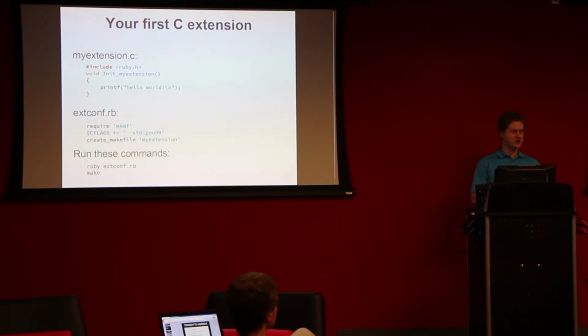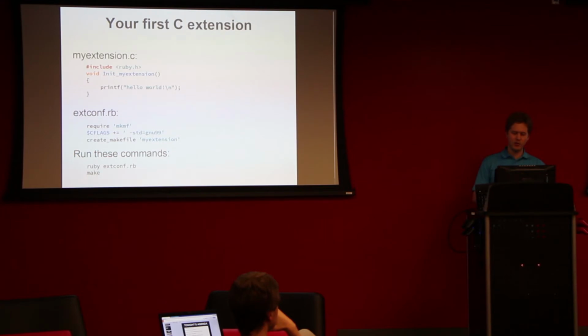So when you run this extconf.rb, it will create your makefile. And then to actually build the extension and compile it, you run make. So that'll invoke the C compiler. It will build something called myextension.so. At least that's what it's called on Linux. I think on Mac it might be .dylib. But anyway, this is a dynamic library that then can be loaded into the Ruby interpreter.